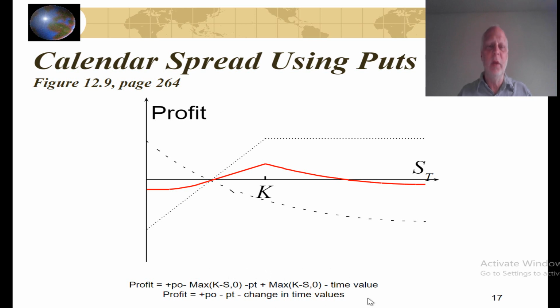minus the time value. So again, the profit on the day of expiration of the short-dated option is what you get paid for the short-dated option minus the change in time value minus the price you paid for the long-dated option. And again, the way this works is the time value of the short-dated option decays a lot quicker than the time value of the long-dated option. So you make money if the stock stays near K, but the time values for both options go away if the stock price goes up or down too much, and then you lose money.